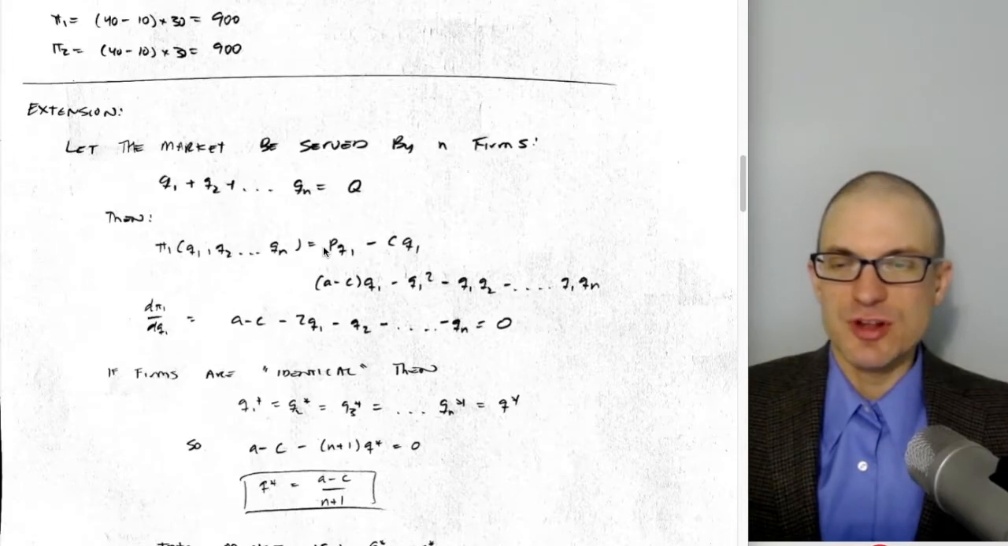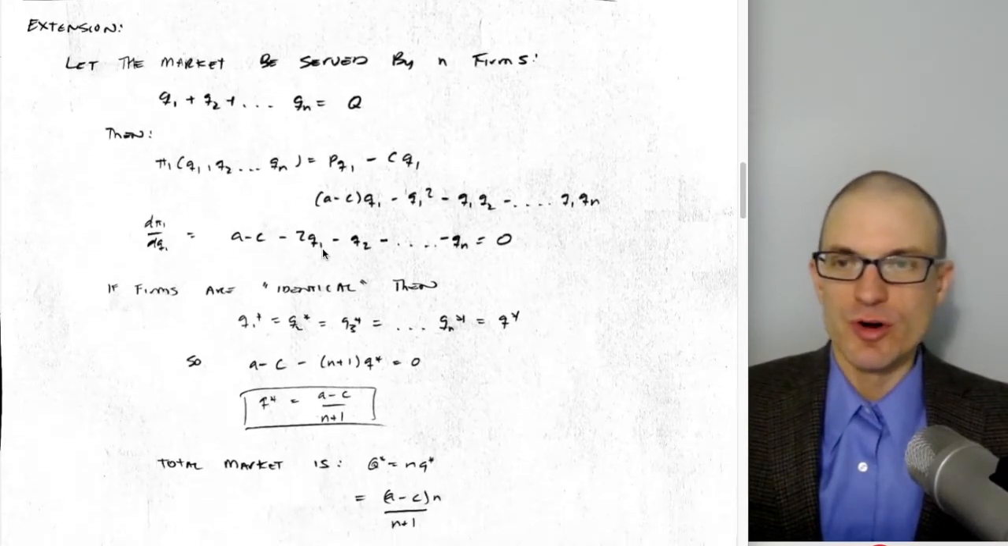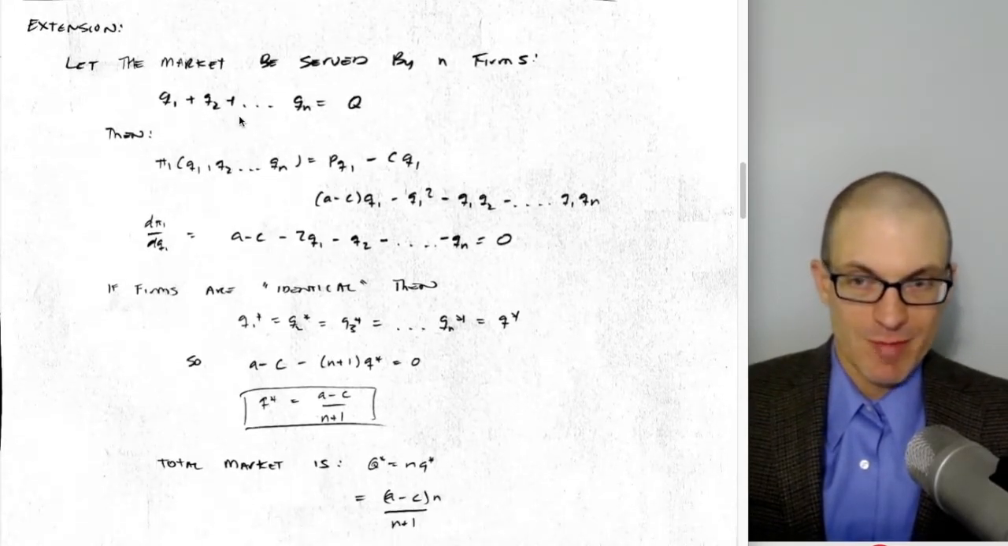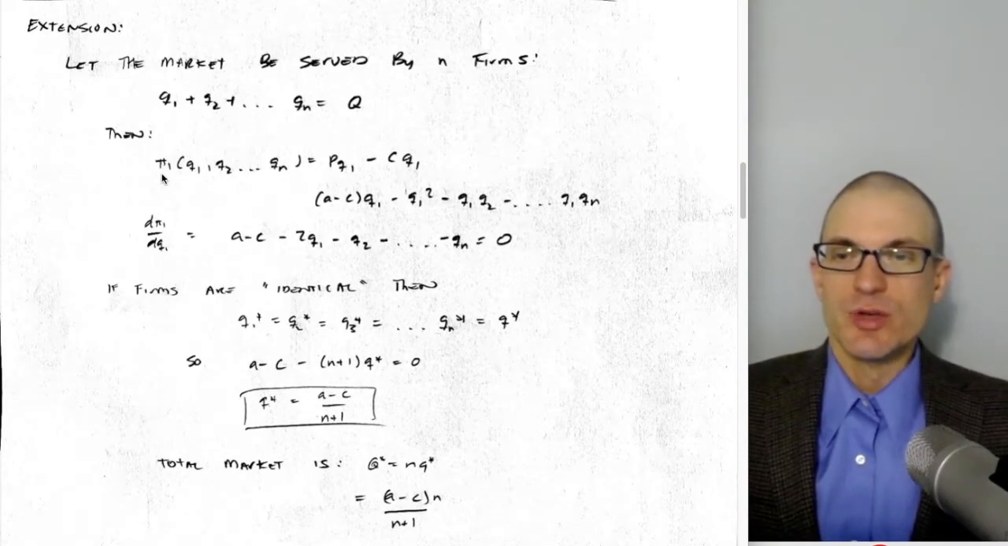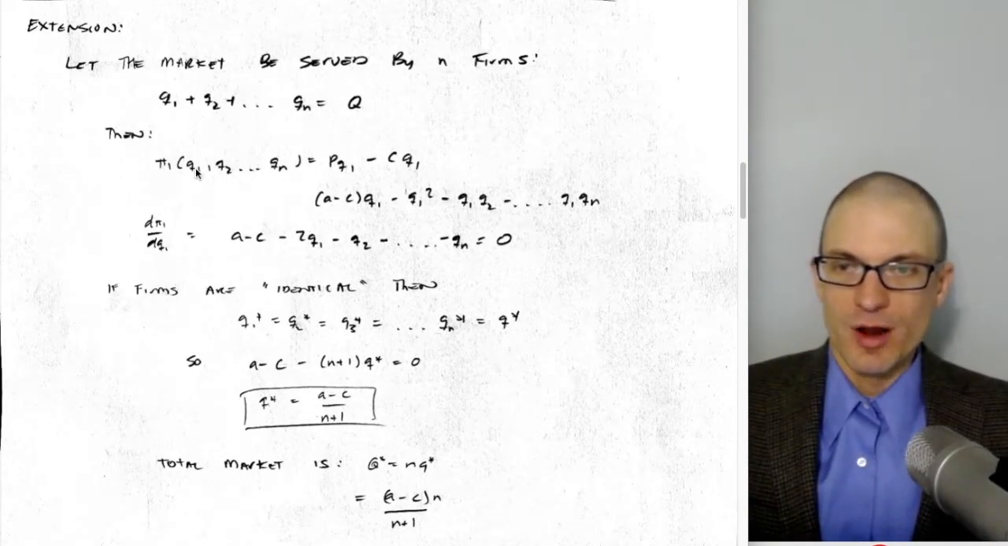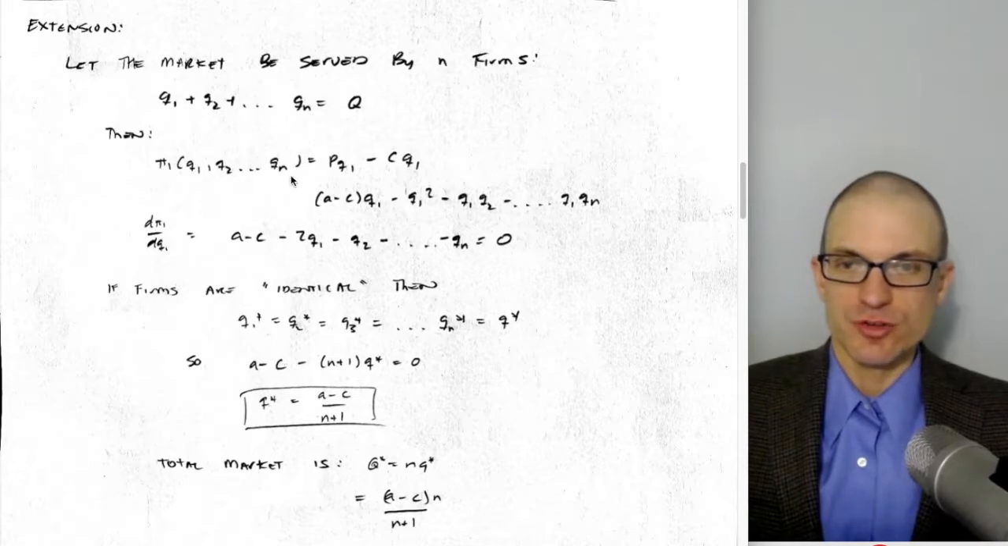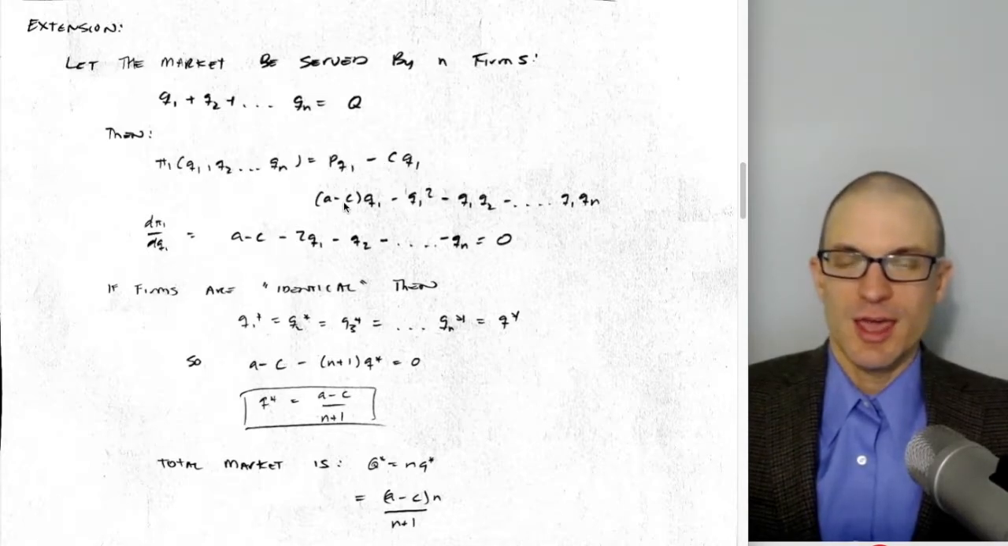Here's the extension. This is now looking at the n firm Cournot. So it's like, what if the market quantity is coming from n other firms, right? We can write out profit for firm 1 as a function of everybody else's quantity choice. So this is firm 1's revenue minus firm 1's cost. And I've just kind of cleaned up.